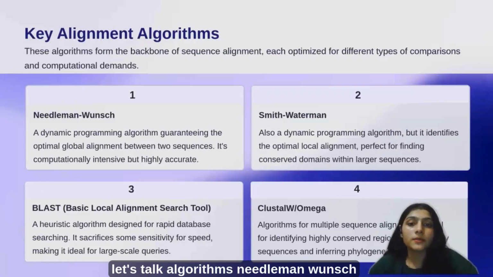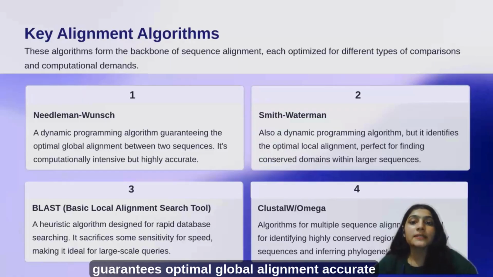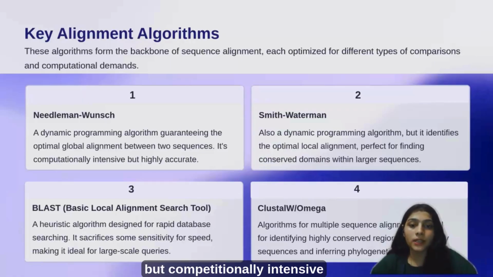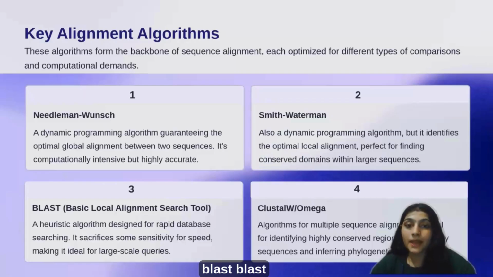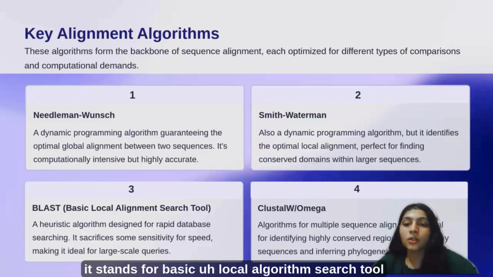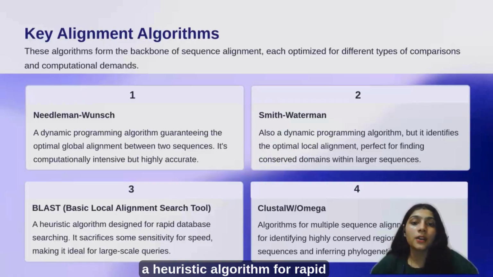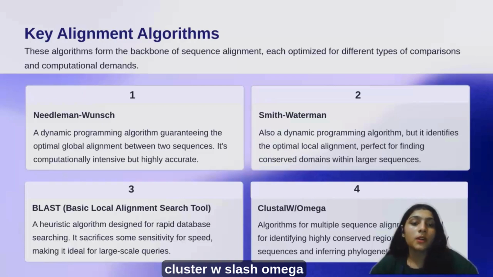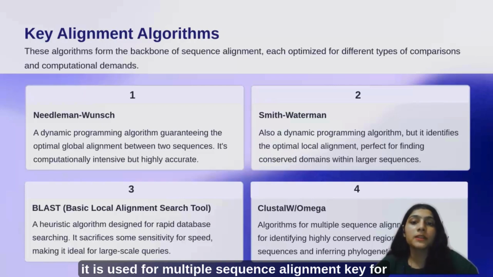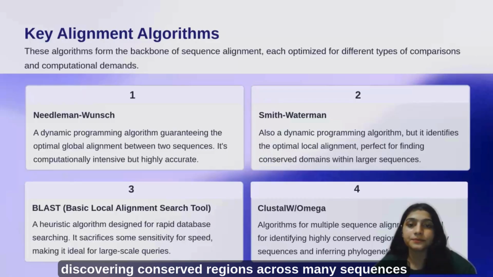Now let's talk algorithms. Needleman-Wunsch guarantees optimal global alignment, accurate but computationally intensive. Second, Smith-Waterman finds optimal local alignment, great for conserved domains. BLAST, it stands for Basic Local Alignment Search Tool, a heuristic algorithm for rapid database searching, trading some sensitivity for speed. Clustal W/Omega is used for multiple sequence alignment, key for discovering conserved regions across many sequences.